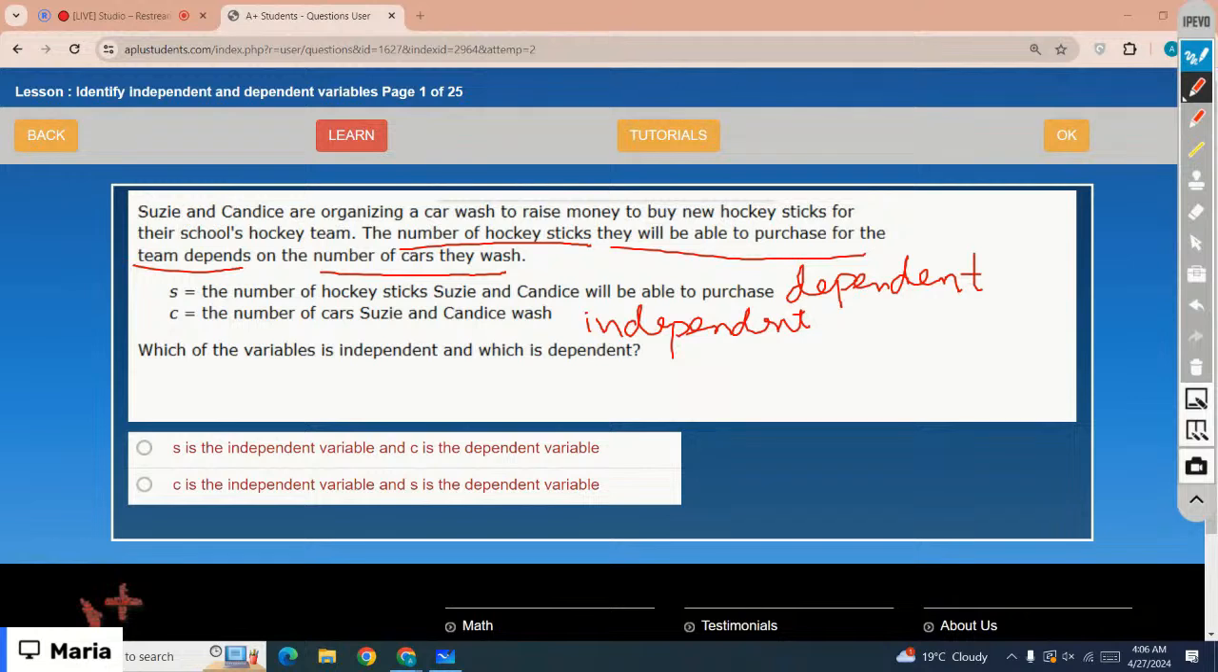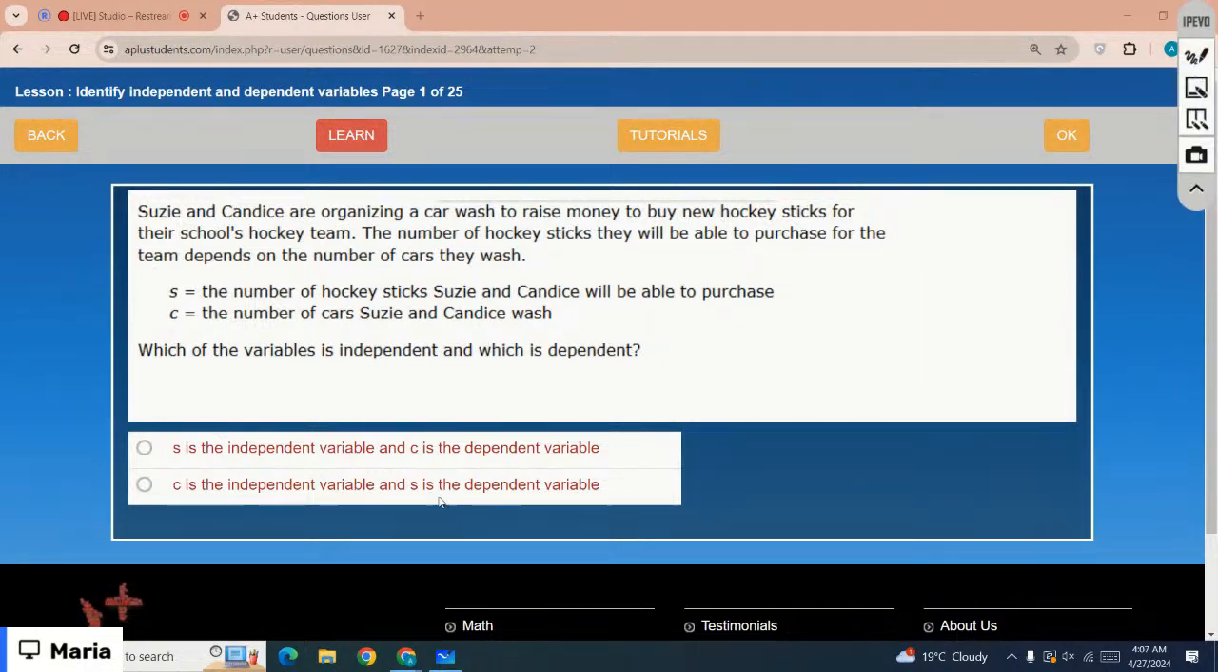The correct option is C is the independent variable, and S is the dependent variable, right? The correct option is C is independent and S is dependent variable. Option number 2 is the correct option.